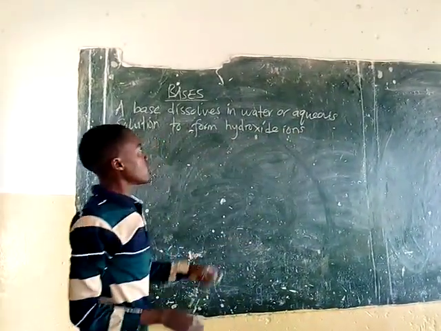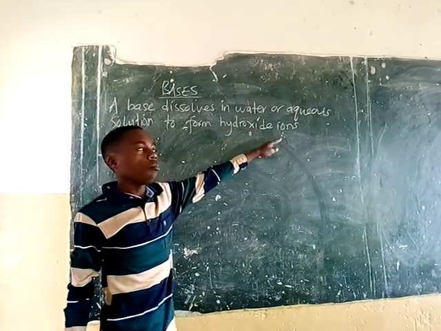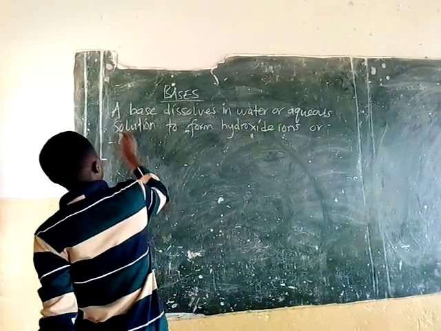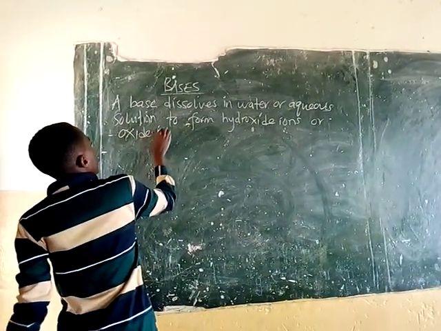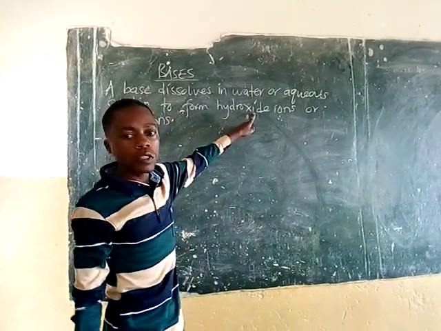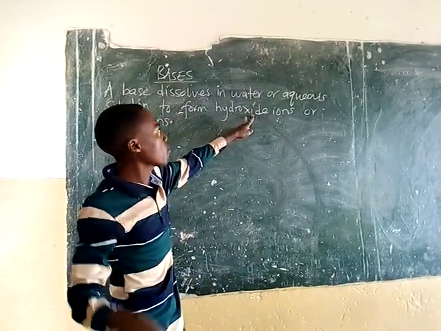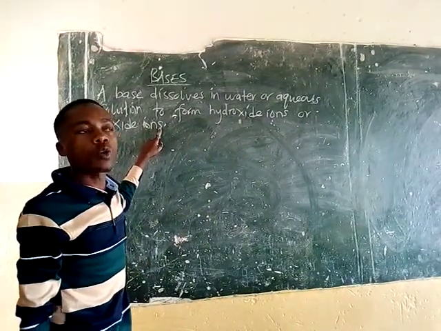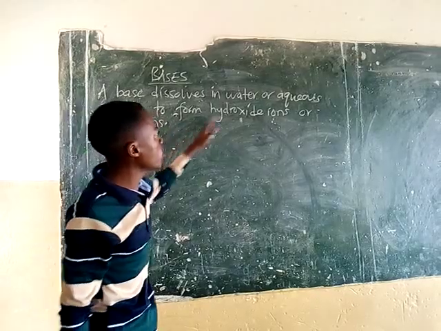However, not all bases form hydroxide ions. Some bases form oxide ions. So a base can form hydroxide ions when it is dissolved in water, but it can form oxide ions when it undergoes combustion with oxygen, when it burns in oxygen.